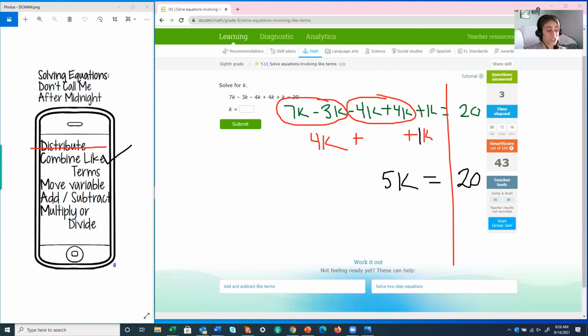Whew. Do I need to move the variable? Nope, no need to move it. How about adding or subtracting? Nope, nothing is being added or subtracted to our variable term. Multiply or divide? Bingo. We have multiplication going on. So what's the inverse of multiplication? Division. We're going to divide both sides by 5. 5 divided by 5 is 1. We're left with a 1k. What's 20 divided by 5? 4.